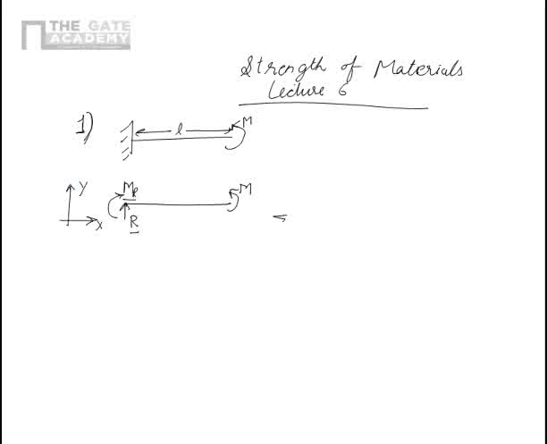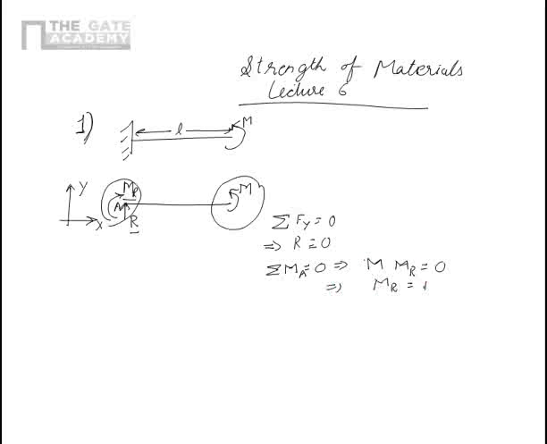So I write the equations of static equilibrium and say the sigma Fy is equal to 0. So that directly means that R is equal to 0, which means that there is no shear force in the beam. Because there is no applied force, there is no reaction, so there cannot be any force. Similarly, I write the equation of moment. Let's say this is point A, sigma M about A is equal to 0. So that gives me there is an anticlockwise moment M, and there is a clockwise reaction moment which is minus Mr is equal to 0. So that means Mr is equal to M.